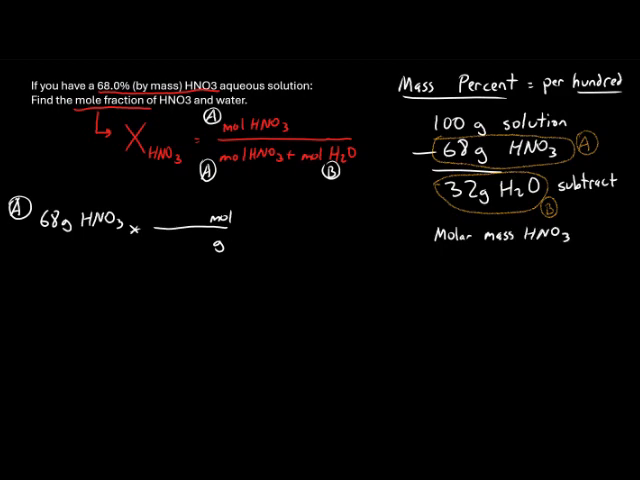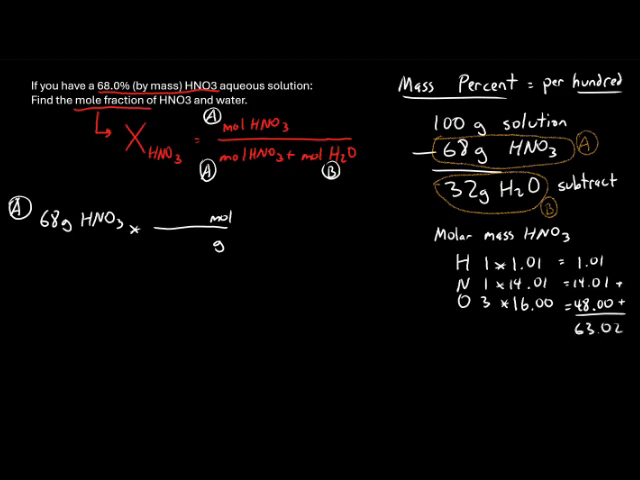We have one H, one N, and three O's. Look at your periodic table and try to find the masses of H, N, and O. The mass we'll use for H is 1.01. The mass we'll use for N is 14.01, and the mass we'll use for O is 16.00. We'll multiply straight across, getting 1.01, 14.01, and 48.00. Now we'll add all of the numbers together and get 63.02.